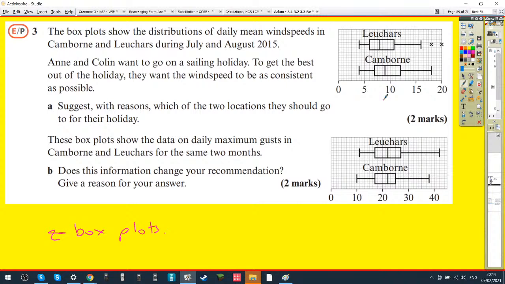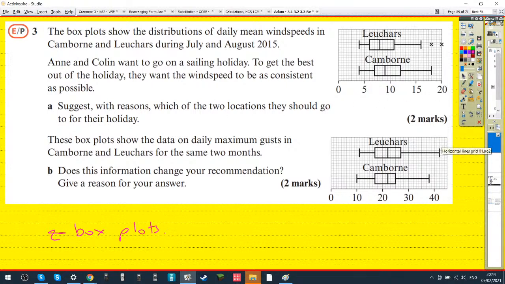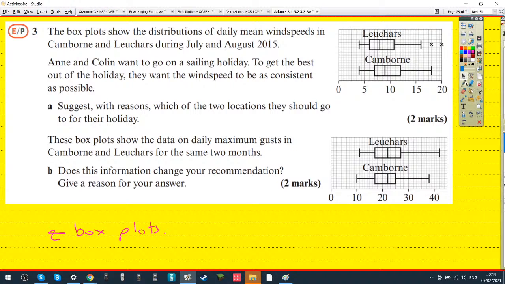Would it be Camborne? Like what about Camborne? Actually, what are the outliers? They've been removed because of. Is there a reason they've been removed? They were more than 1.5 times the interquartile range bigger than the upper quartile. So they're just considered like a freak thing. Like maybe this was a hurricane. You know what I mean?